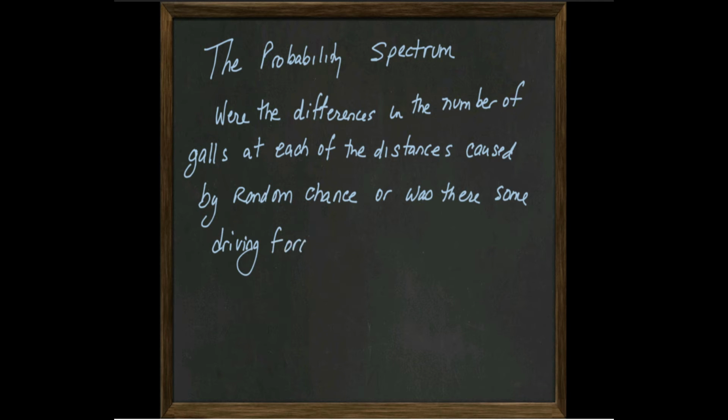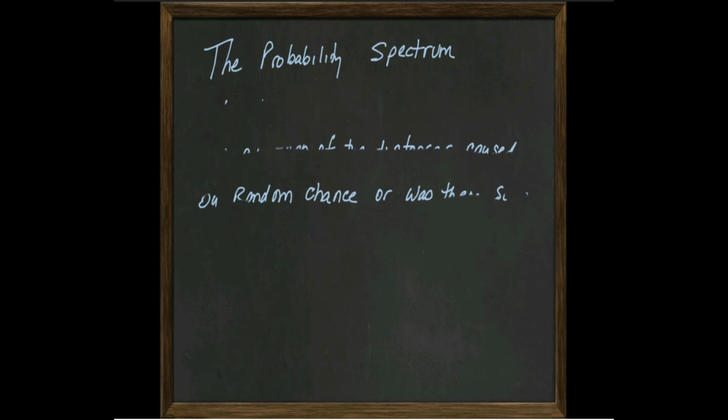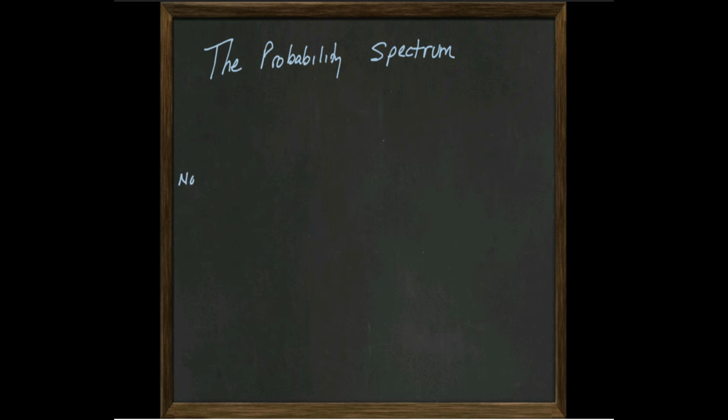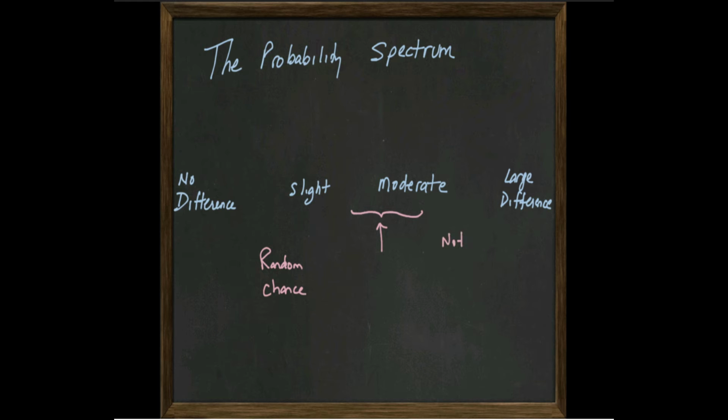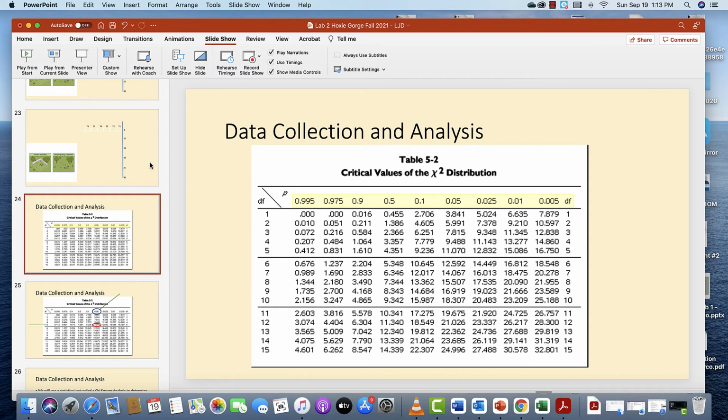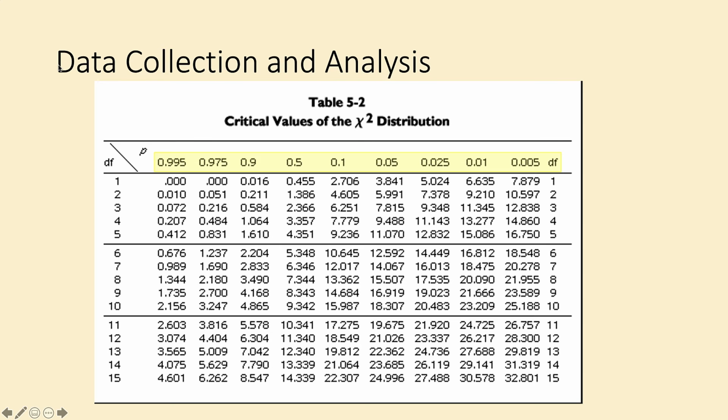You can think of statistical testing as a way to place our results along a probability spectrum, with no difference being to the far left of the spectrum and a large difference to the right of the spectrum. Our results will fall somewhere within this spectrum. The chi-square test puts a number to your results. That number gives you the probability that your results are due to random chance only. The lower the probability, the less likely random chance is the cause.